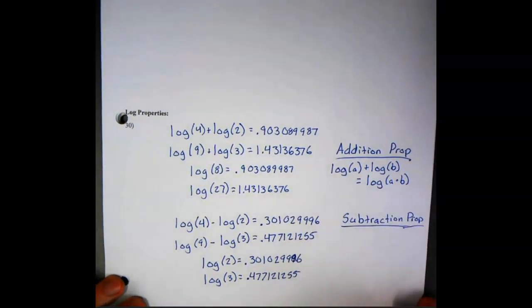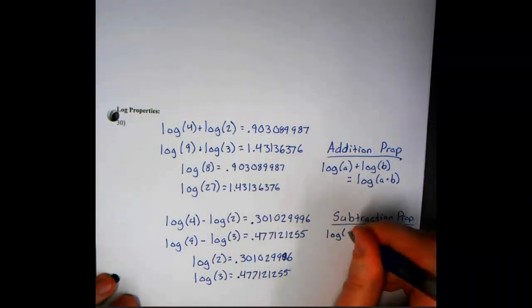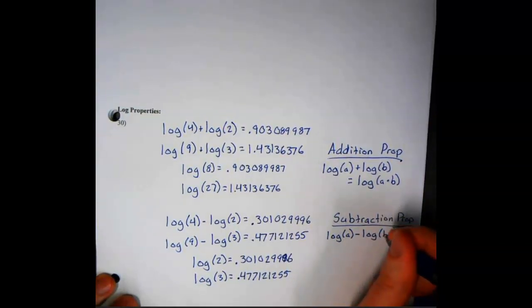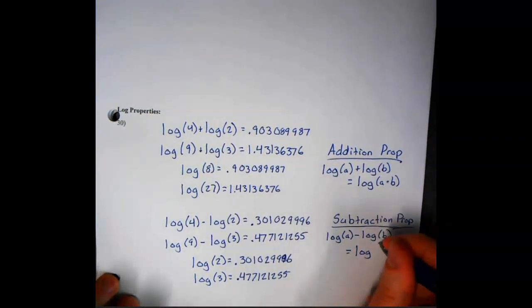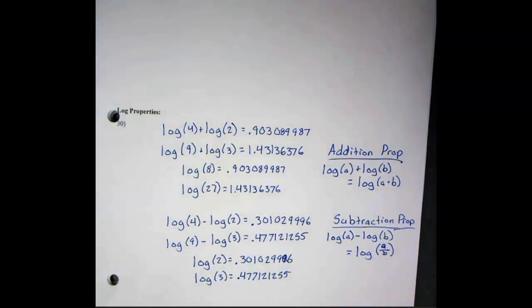And the subtraction property is going to say, if you have the log of some number minus the log of another number, that's going to equal the log of the first number divided by the second number. And that is what you need to remember for the addition and subtraction properties. Now we'll try out a couple of problems.